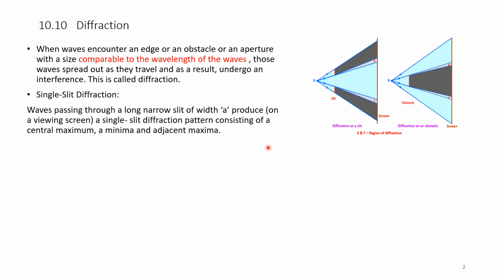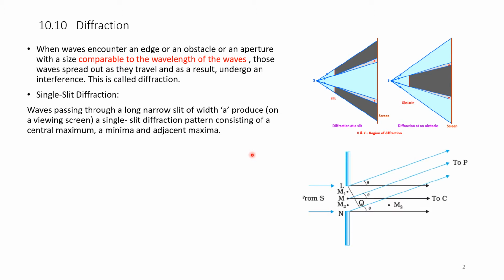Single slit diffraction. Waves passing through a long narrow slit of width a produce on a viewing screen a single slit diffraction pattern consisting of a central maximum and minima and adjacent maxima. That means there will be alternate bright fringes and dark fringes. Please see the diagram here.